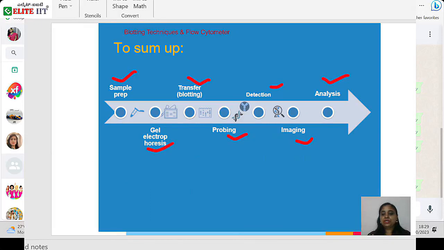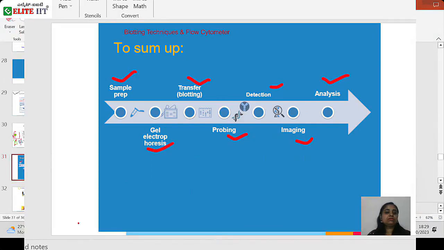Yes, ma'am. Should I go further? I think Shraddha could not join. After a long time she was trying to join, but Google Meet was not so good. Okay, I'm crossing this part, okay? Going ahead.